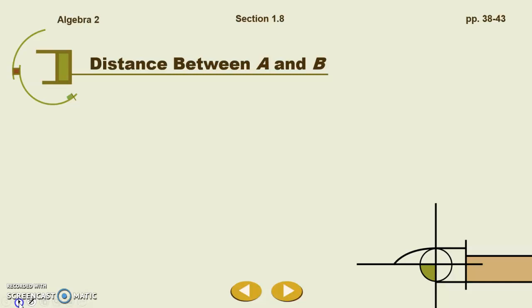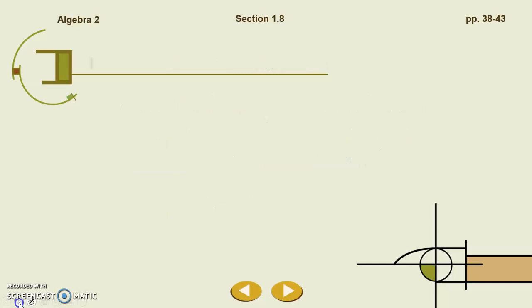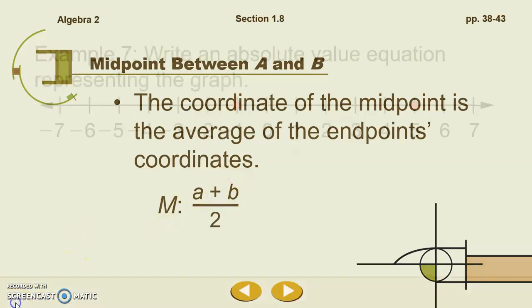Let's talk a little bit about distance on the number line. The distance between 2 points is the absolute value of the difference of their coordinates. Difference just means subtract. So we're going to subtract our two coordinates and take the absolute value of that amount. It's written this way: the distance equals the absolute value of b minus a. The midpoint between a and b, which is a coordinate, is the average of the endpoint's coordinates. Well, to find the average of something, we add all of our units up and we divide by the total number of units. In this case, when we're talking about the distance of 2 points, we're going to add our 2 points up and divide by 2.